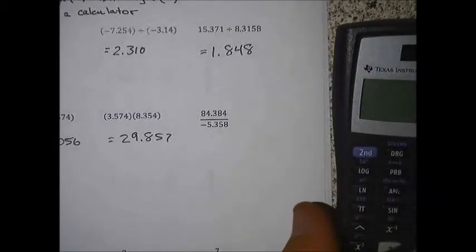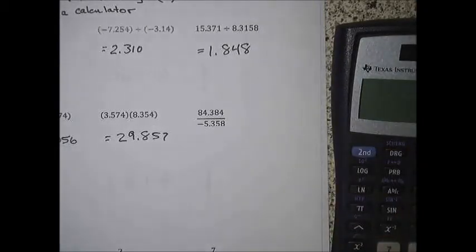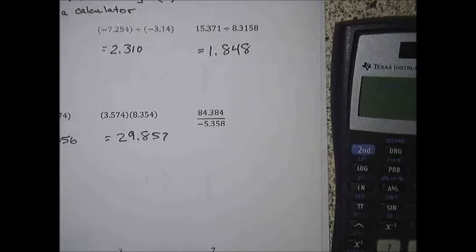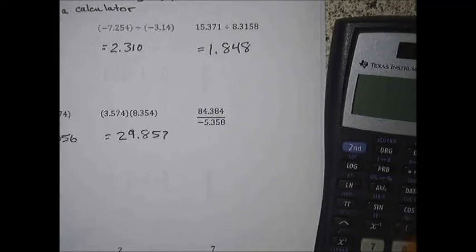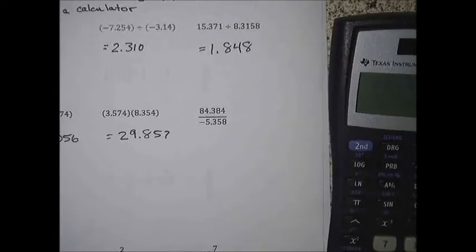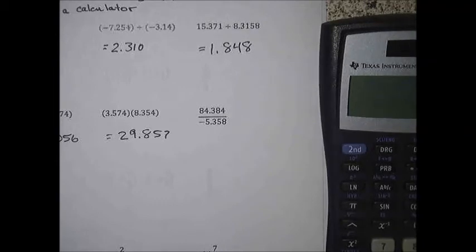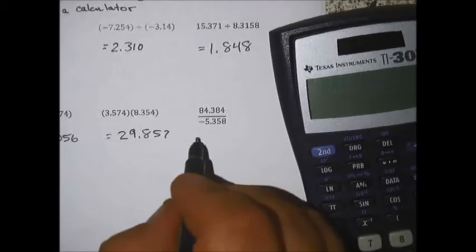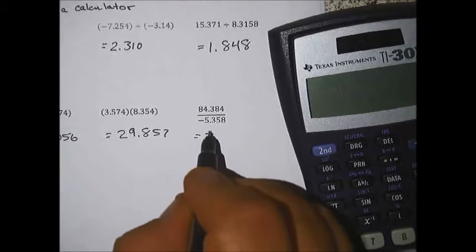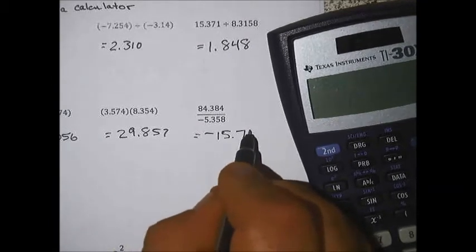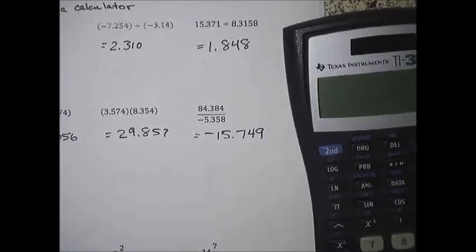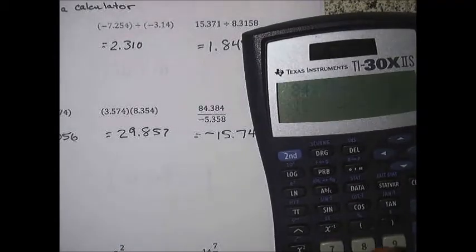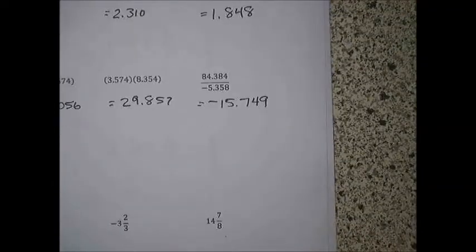Okay, last one here. 84.384 divided by, there's a negative there, I'm not going to punch it in. That's an extra button on a calculator that I don't want to hit. And I get 15.7491, and I know it's going to be negative. So 15.749. The 1 tells me to keep that digit before it the same. Okay. So let's look down below.